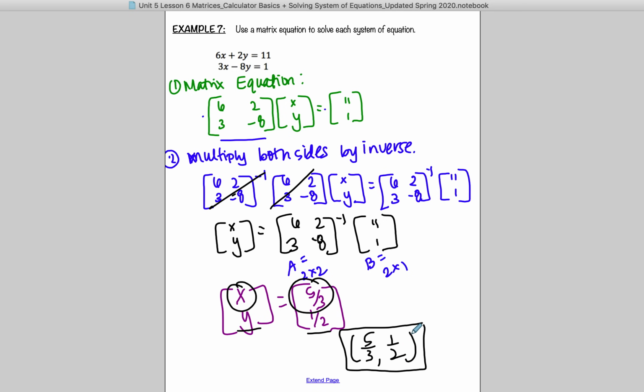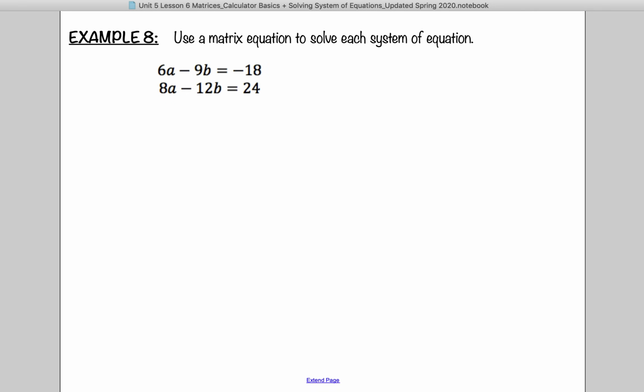So there it is. You could solve this matrix using matrix equations. Okay, you could also do it using substitution or elimination. But here's how you would do it using matrices. Let's go ahead and look at another one. 8. Use a matrix equation to solve the system of equations.